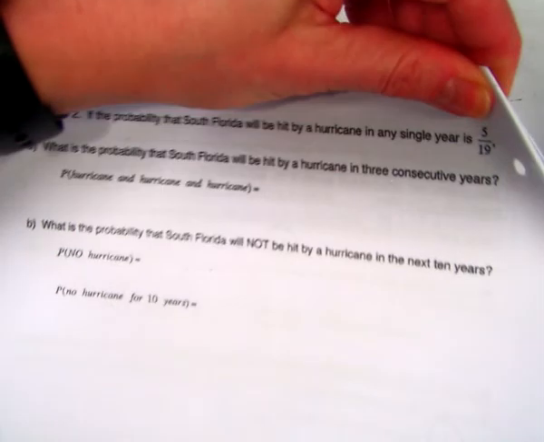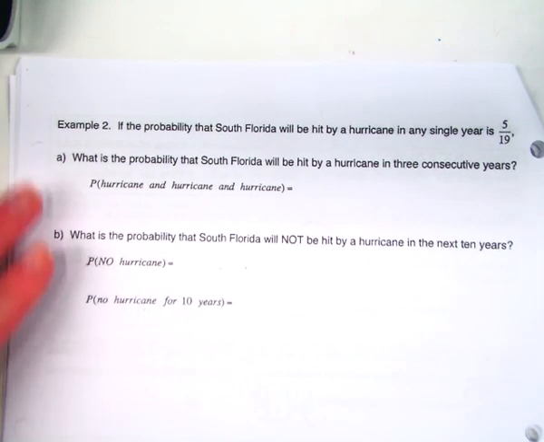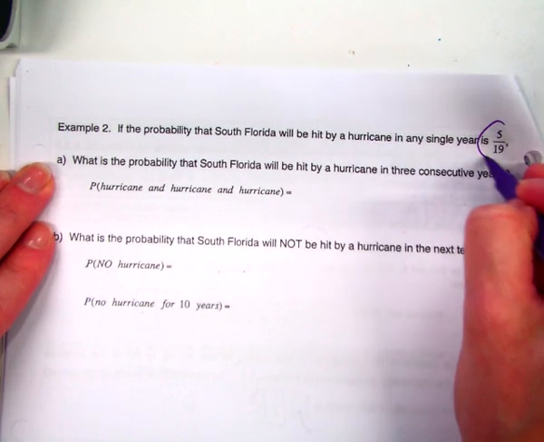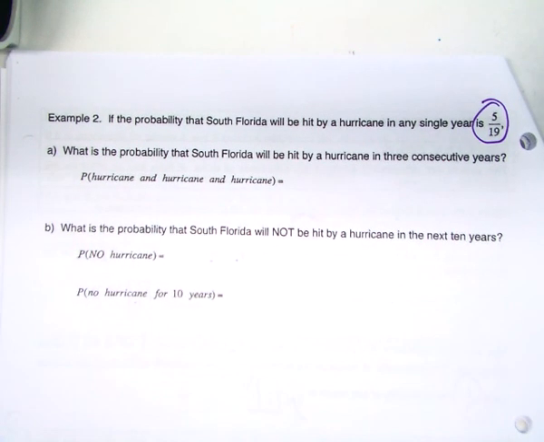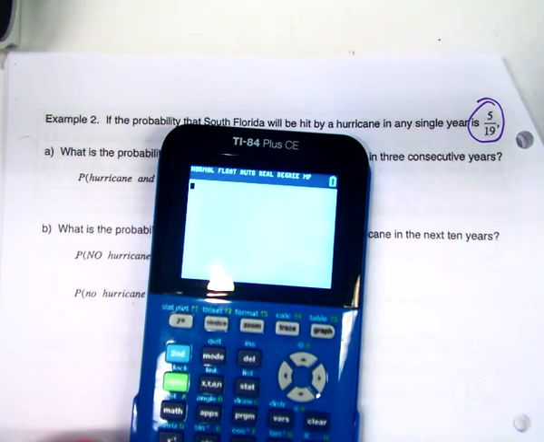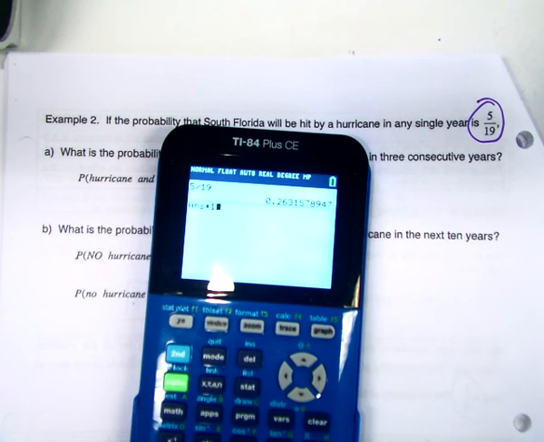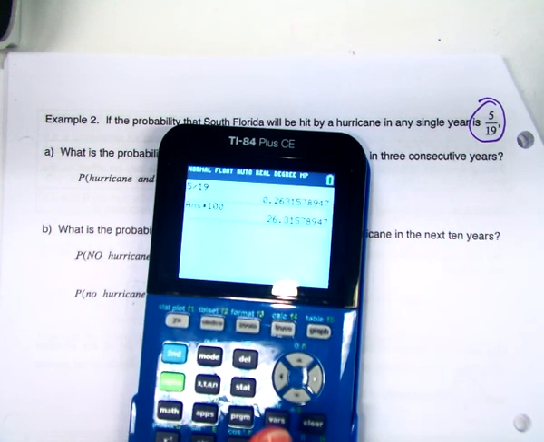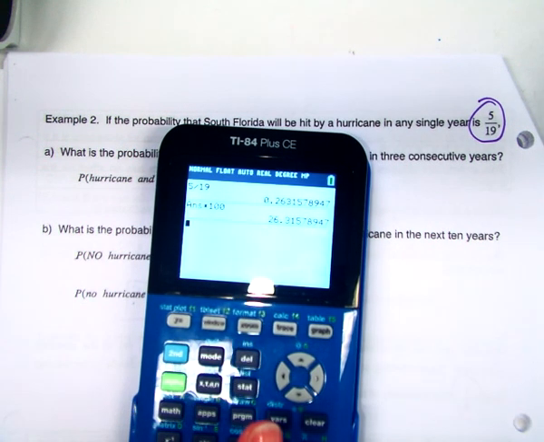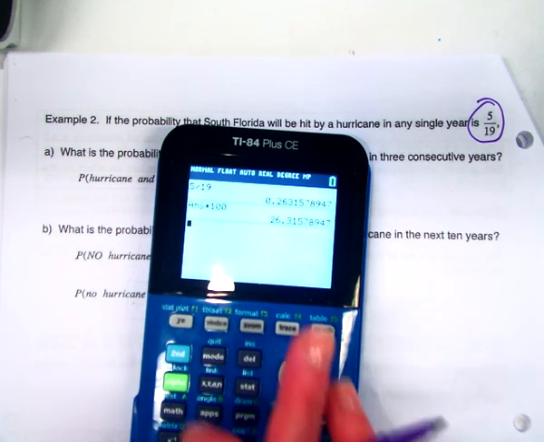If the probability that South Florida will be hit by a hurricane in a single year is 5 over 19, okay? So what's 5 over 19 as a percent? What does that really mean? Because 5 over 19, what is that percent-wise? Times 100, so it's 26%. That's pretty high. There's a 26% chance of South Florida being hit by a hurricane.